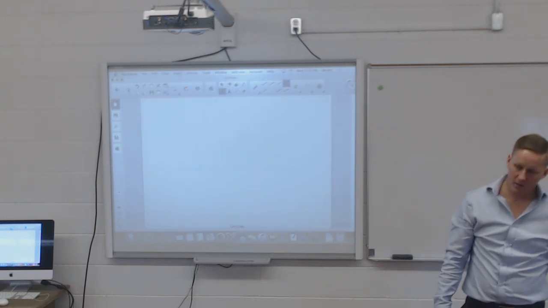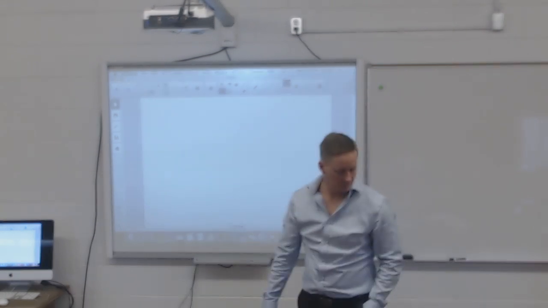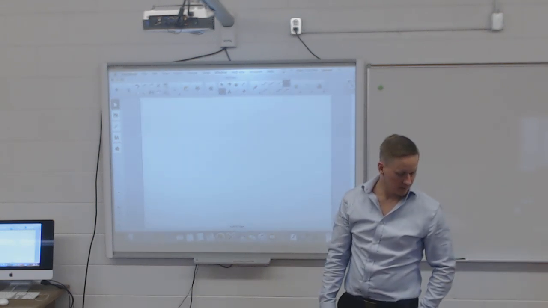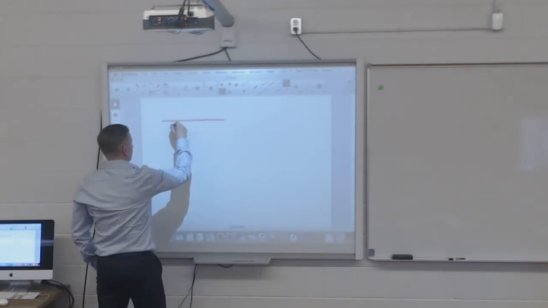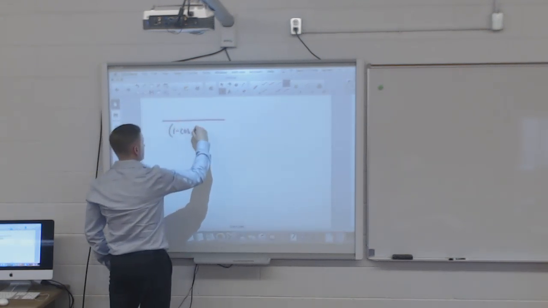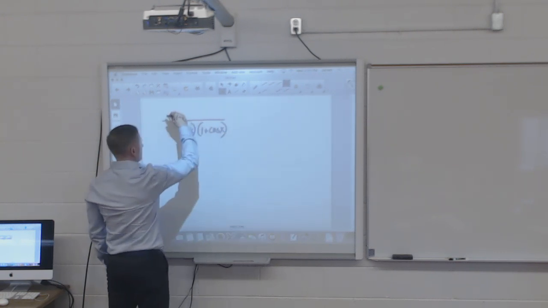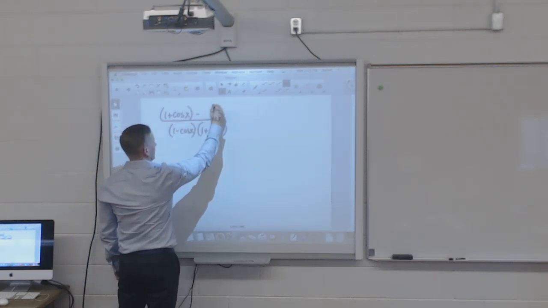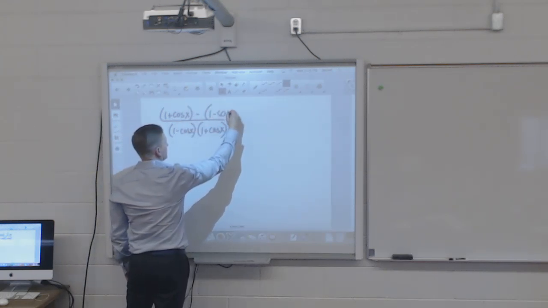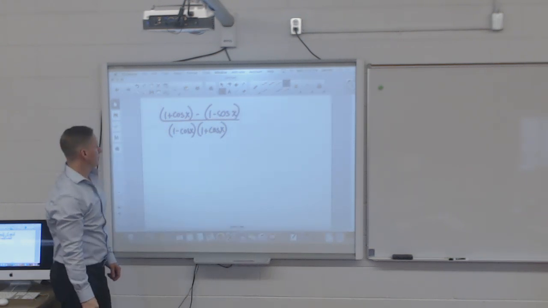Need a common denominator for it? Yeah, so I multiply 1 plus cos x by 1 minus cos x. So basically on the bottom, you have 1 minus cos x and 1 plus cos x. So what do you multiply this by? 1 plus cos x up here, and over here you have 1 minus cos x. So far so good?